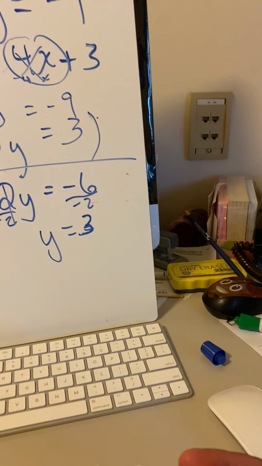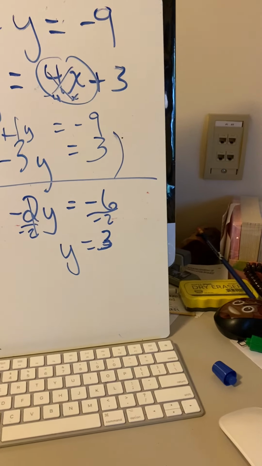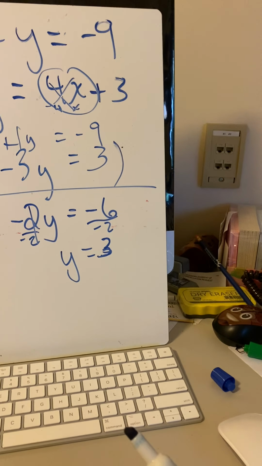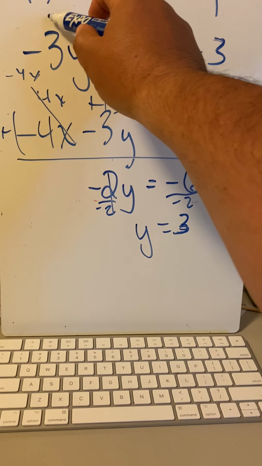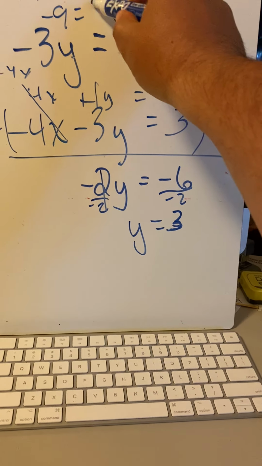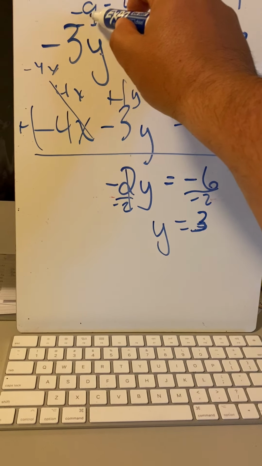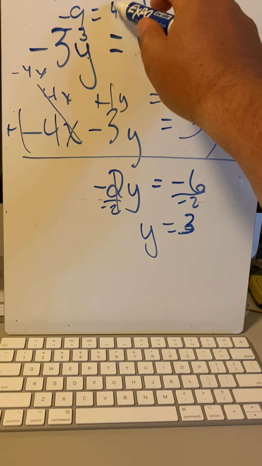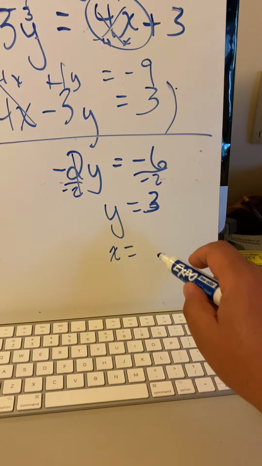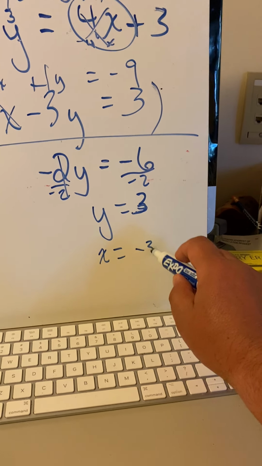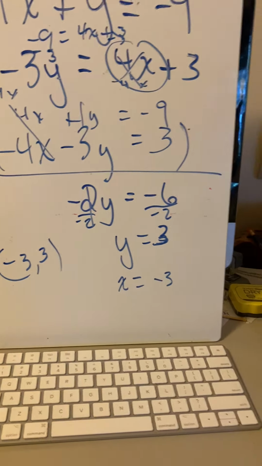It's your choice which one you want to do. I don't care. I personally probably would put the 3 up into the original bottom problem. Why? Because it's already isolated. And if I put a 3 in here, it actually turns into a negative 9 is equal to 4x plus 3. Subtract the 3, it becomes negative 12, and negative 12 divided by 4, x should equal negative 3. So your ordered pair should be negative 3, 3 when you work this one out.